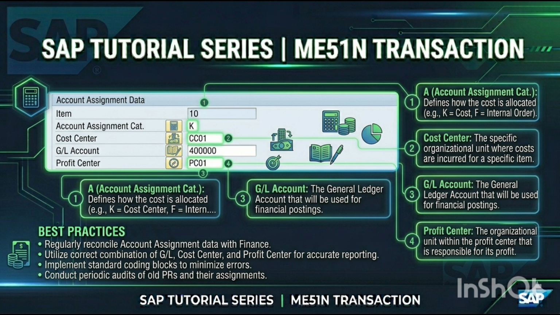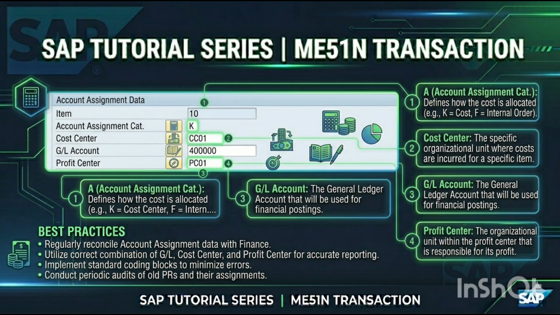Moving towards the account assignment and cost center. So account assignment is one of the most important parts of a PR. Click on the account assignment tab for each item and choose the correct account assignment category. For example, K for cost center is very common. Then enter the cost center, GL account and if applicable, profit center or internal order. These fields ensure that the cost is booked to the right place in finance. An incorrect account assignment can cause many problems during invoice posting and financial reporting.